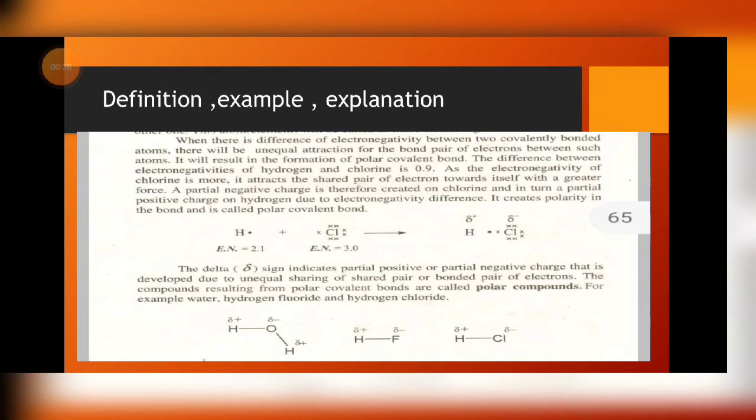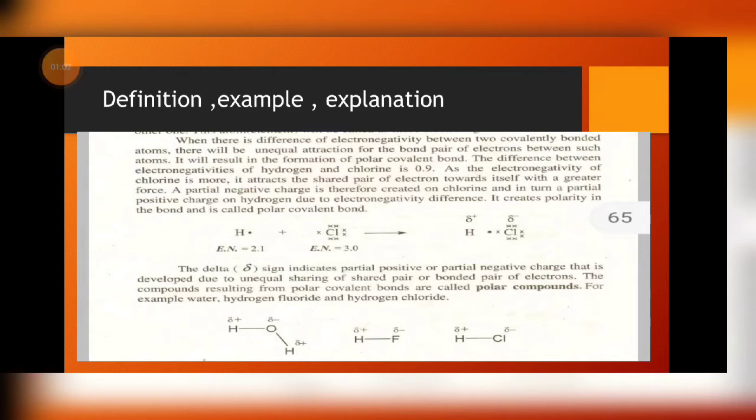The delta sign indicates a partial positive or partial negative charge that is developed due to unequal sharing of the shared pair, or bonded pair, of electrons. The compounds resulting from polar covalent bonds are called polar compounds, for example water, hydrogen fluoride and hydrogen chloride. As you can see here, fluorine, being more electronegative, has a partial negative charge, and hydrogen has a partial positive charge in hydrogen fluoride.